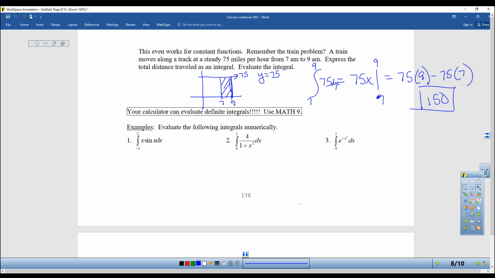Okay, so you can do this numerically on your calculator. You just need to use your Math 9 button and type those in. I'm actually just going to give you the answer to the first one, which is 2.043. And I am going to look for the other two when I check your notes. Otherwise, you'll just write down the three answers. I just need to know that you can correctly type that into your calculator.